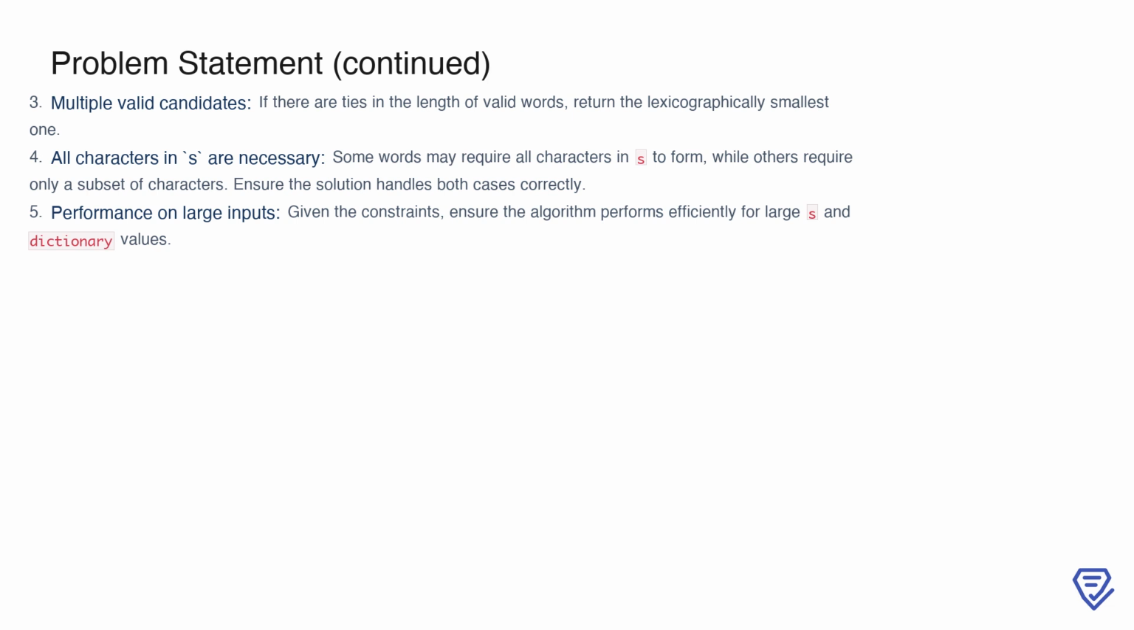Finally, given the constraints, the algorithm must handle large inputs efficiently, especially since S and dictionary words can both contain up to 10,000 characters. Balancing correctness with performance is key to solving this problem effectively.